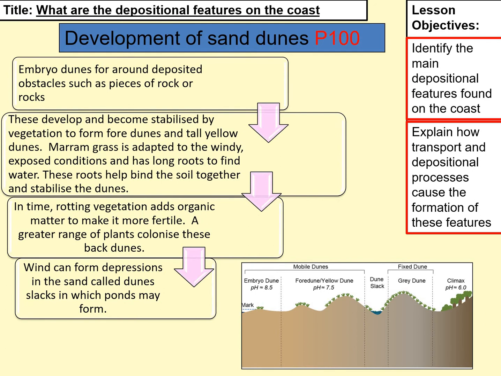As I say, there are different stages of the dune formation that you need to be aware of. The embryonic stage through to the development of the grasses known as marram grasses, and then obviously the more fertility comes with the dying and decaying of vegetation, and then the growth of new vegetation.